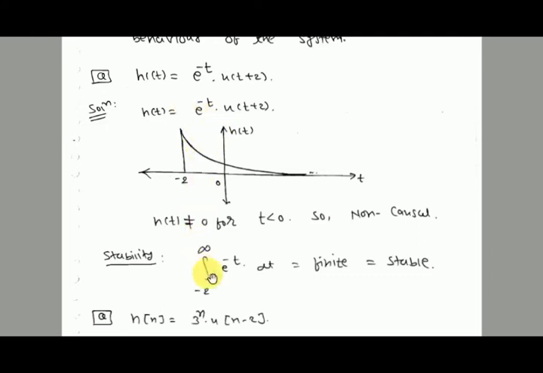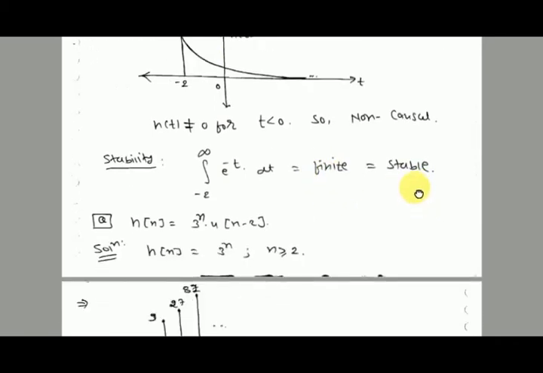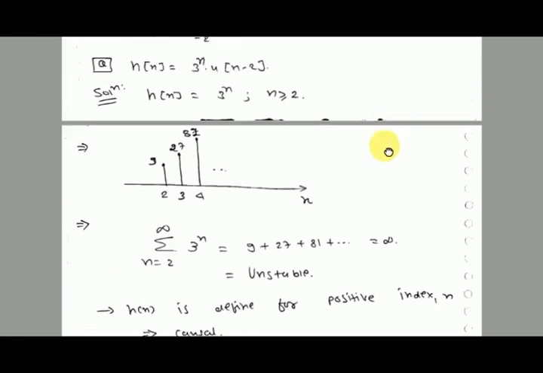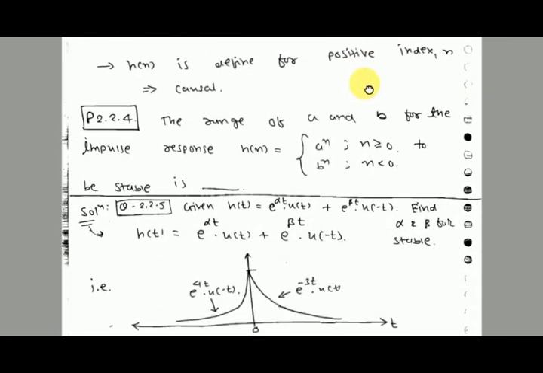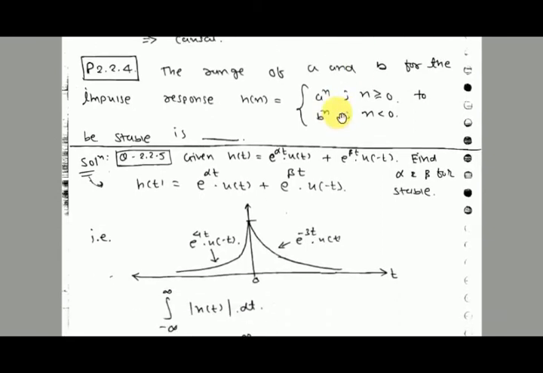Second, for stability, you have to find the absolute integration of this h of t. If it is finite, the system will be stable. Similarly, all such questions are simple, based on stability and causality. This is somewhat new.